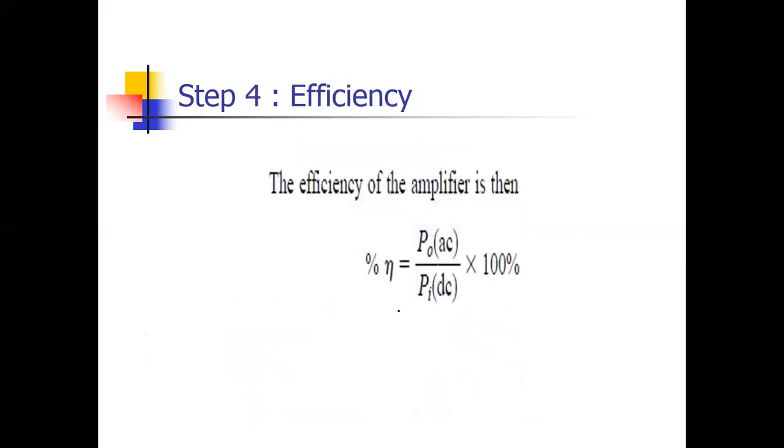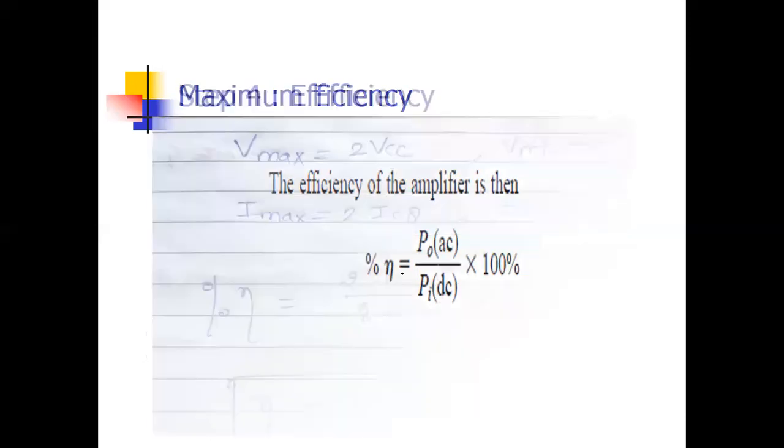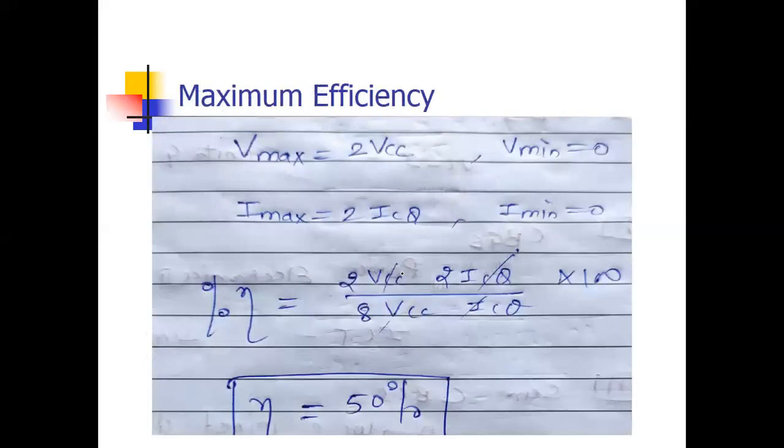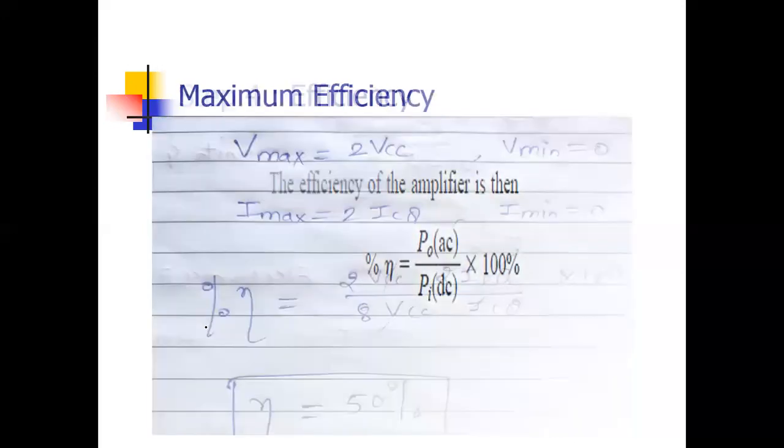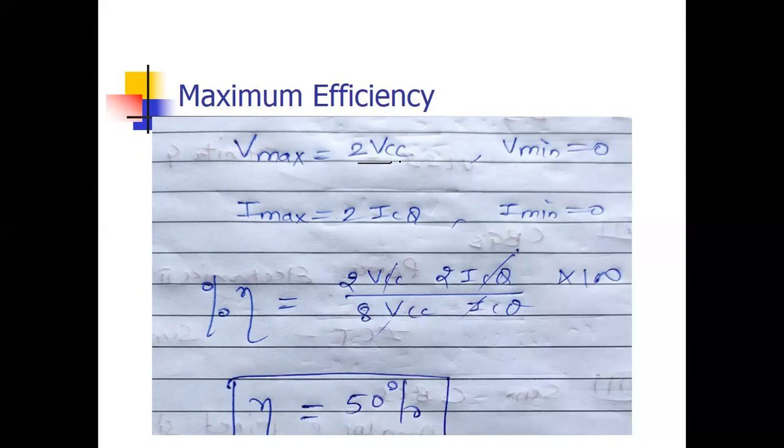Next is efficiency. Efficiency is the ratio of AC power to DC power. So now we'll calculate the maximum efficiency. For maximum efficiency we have to check the values of V max, V minimum, I max, I minimum. V maximum will be twice of VCC, because this waveform is shifted now. In the last case it was VCC only. And I max is twice of ICQ. So when you put all the values, efficiency is 50%.